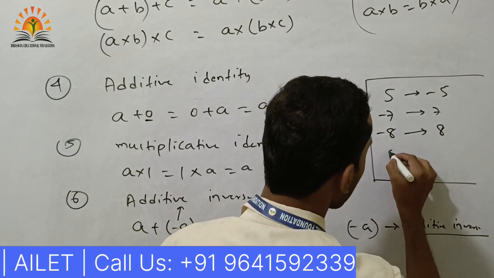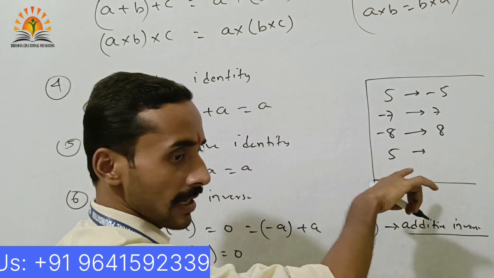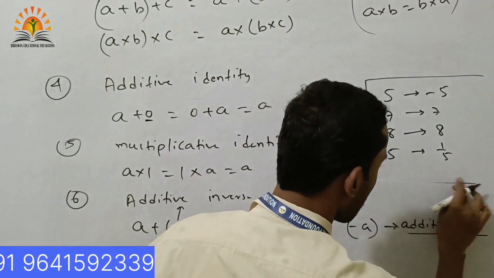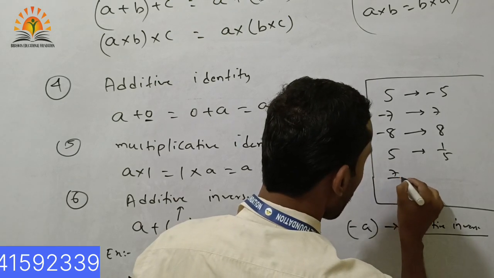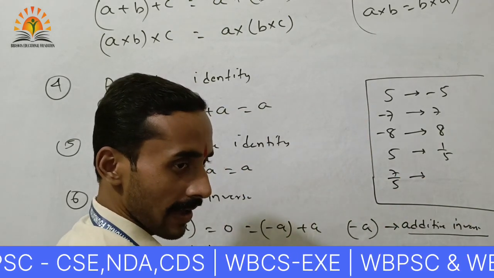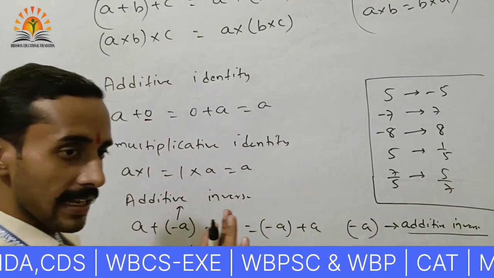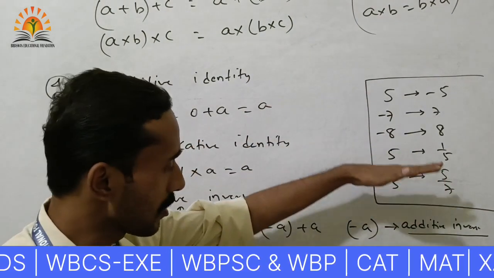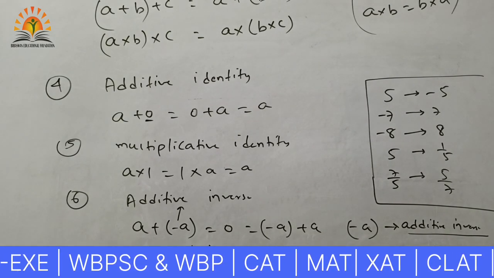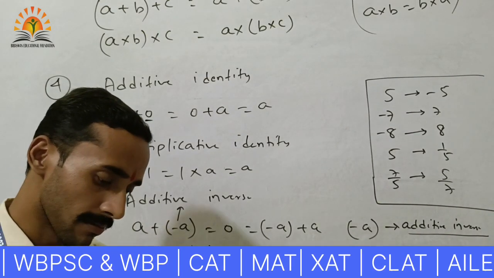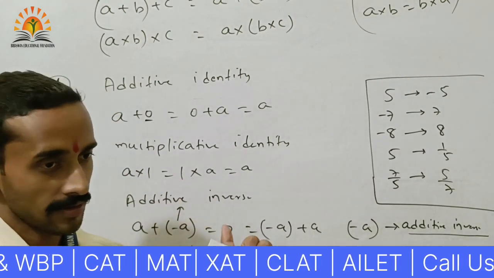And if you want to find the multiplicative inverse of 5, it is 1 by 5. And if someone says find the multiplicative inverse of 7 by 5, you have to interchange it, 5 by 7. Clear? This is the basic theory, but you have to know the technical words also, because in previous questions, more technical words are used, especially in set, relation, function.